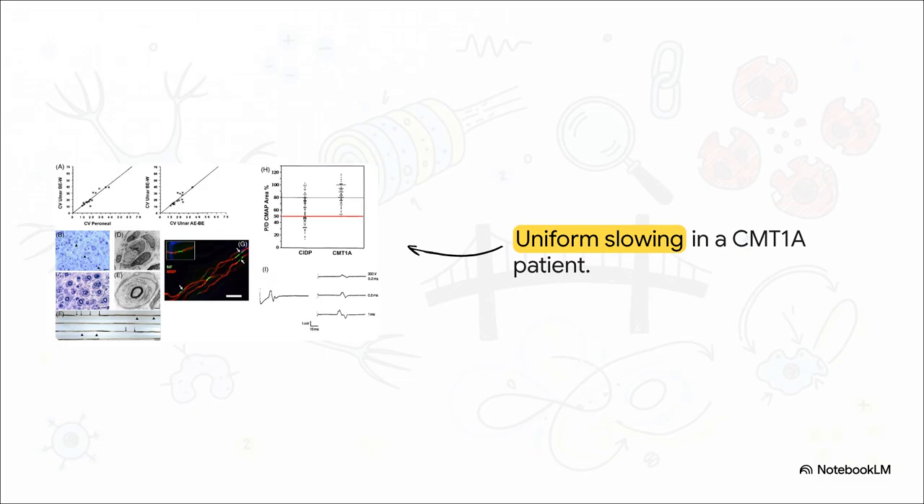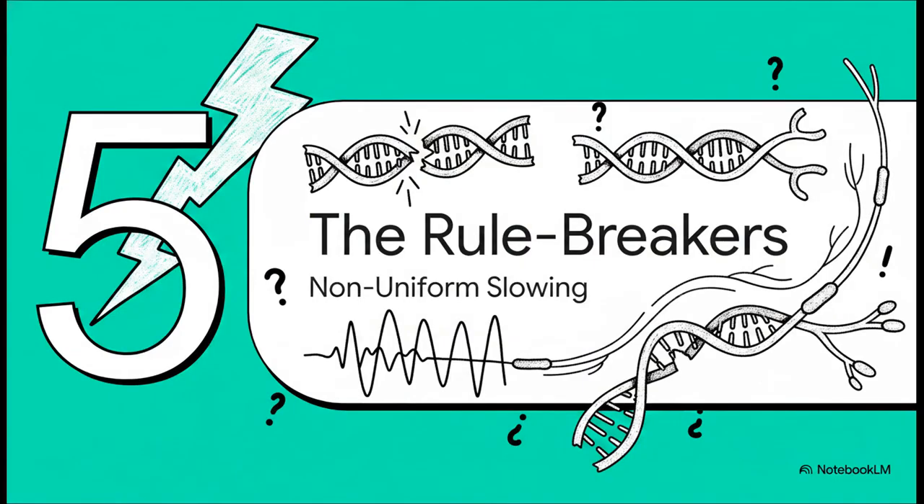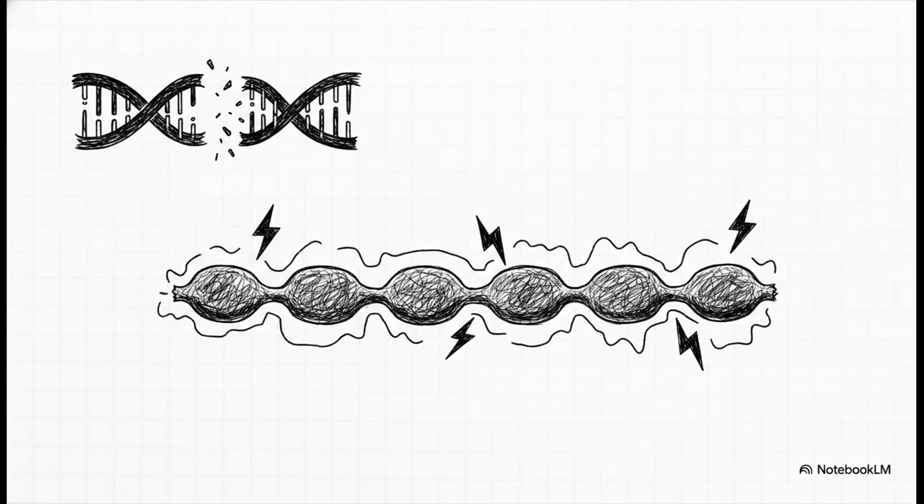So instead of the immune system actively coming in and destroying the myelin, the nerve's insulated segments, the internodes, simply grow too short during development. And because literally every single internode in the entire body is uniformly too short, the nerve conducts electricity in a uniformly slow, incredibly predictable manner. And finally, Section 5, the rule breakers, non-uniform slowing. You know, biology loves to throw us a curveball.